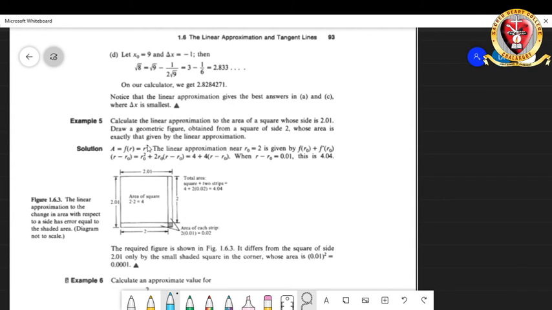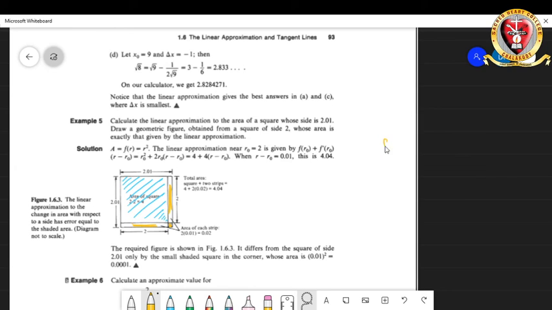So you can understand that this much will be the area of the square having side 2, and you are left with 3 sections, this section and this section. That will be the difference of the areas. Suppose you know that the area of a square is the side squared. So if r is the length of the square, you can define A equal to f of r, which is equal to r square. We have to find the linear approximation near r naught equal to 2. So fix r naught equal to 2.